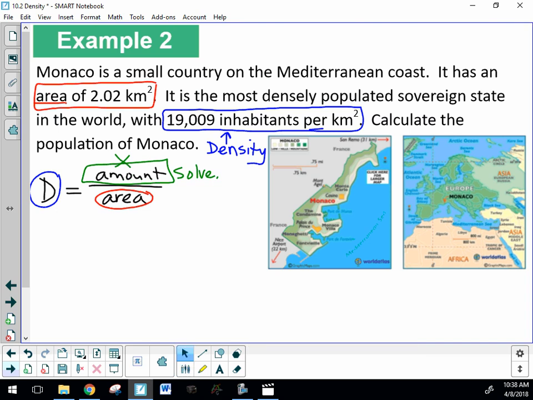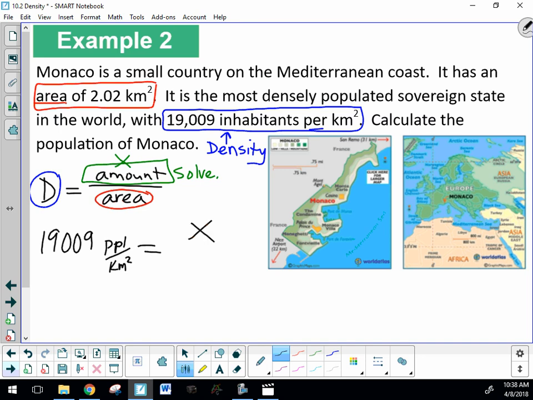We don't know that. So if we set up our equation, the density goes in that first position, 19,009 people per square kilometer. We don't know how many people it is. That's what we're trying to solve. But we do know the area is 2.02 square kilometers. So to solve for x in this case, we've worked with these sorts of equations before that have fractions in them. We want to multiply by the denominator. So we're going to multiply both sides by that 2.02. Whoops, I don't know why I crossed that off, sorry. And that will give us the answer for the population.